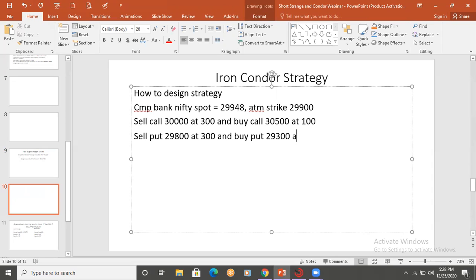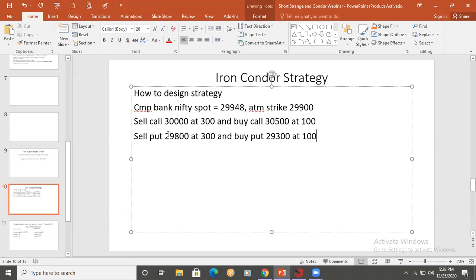So let's say this is also trading at 100. So I received 300 from this put position. I need to pay 100 to buy the 29,300 put option. So again, the net credit from this position is also 200. Now look at the strike spread. You can clearly see we have kept a 500 points spread. I sold the 30,000 call, I bought the 30,500 call. So the strike difference you can see is 500 points. This difference between strike prices is nothing but, you can say, the strike spread.